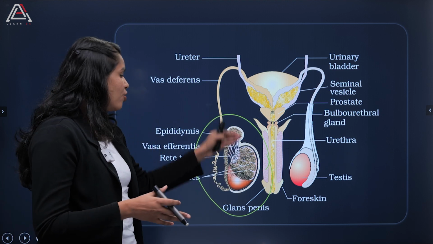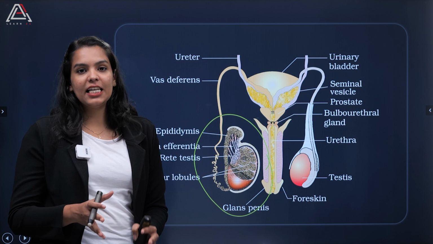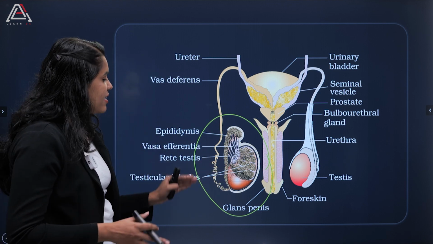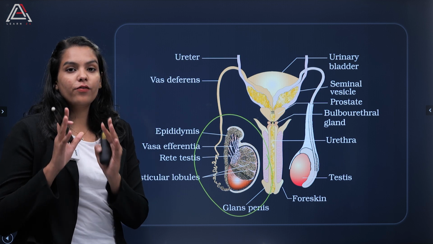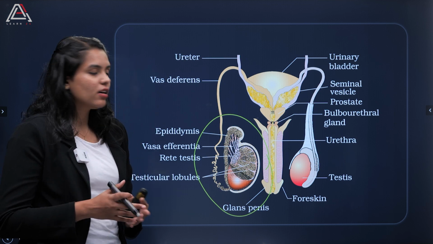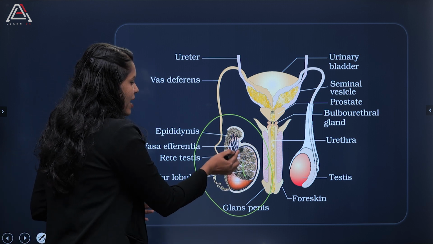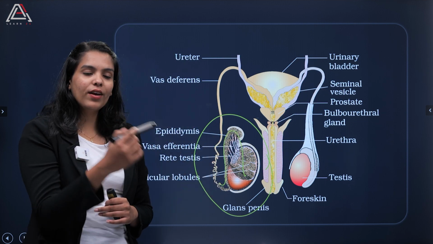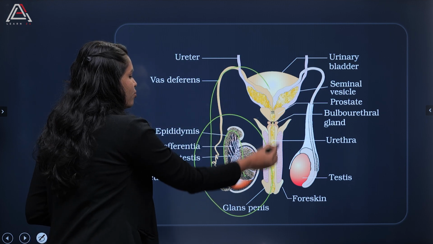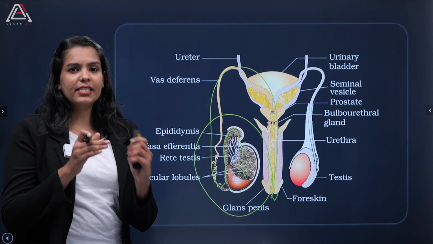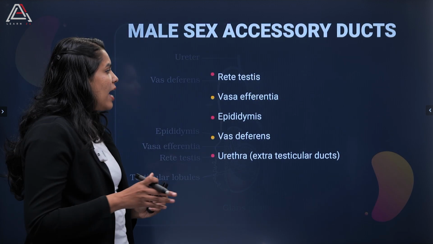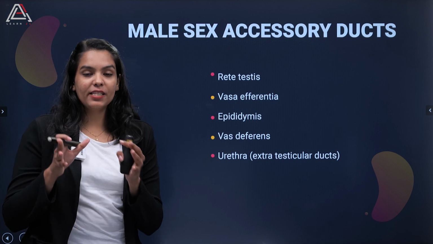Here a cross section of the testicle is being shown, and that is because inside this testicle there is a lot of duct involvement present. So we'll be studying the passage of how the sperm is moving from the testicle to the outside. I'll show you each and every step in detail, and that too in a very specific manner.